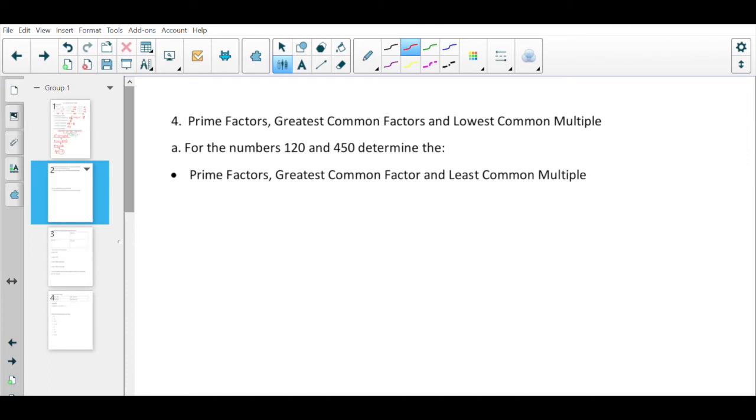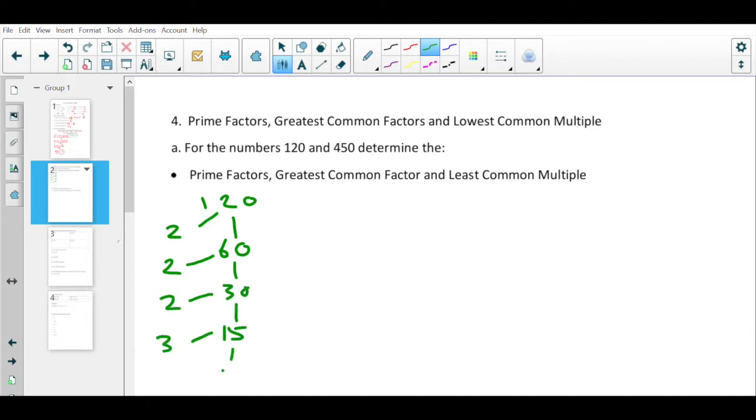Number 4, prime factors, greatest common factors and lowest common multiple. For the numbers 120 and 450, determine the prime factors first. So let's try that. 120, and I'm going to use factor trees. Divide by 2, that's 60, divide by 2, that's 30, divide by 2, that's 15, divide by 3, and that's 5. So the prime factors of 120 are 2, 2, 2, 3, and 5.